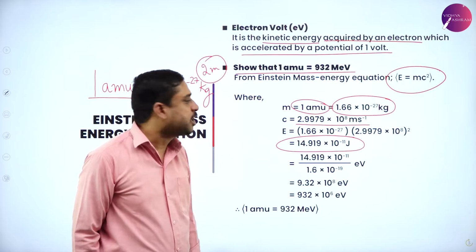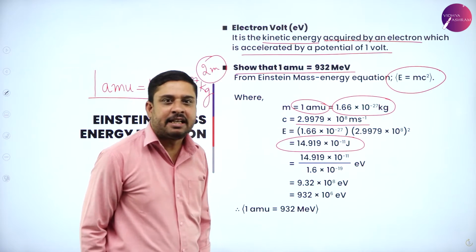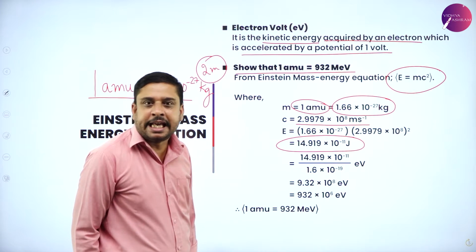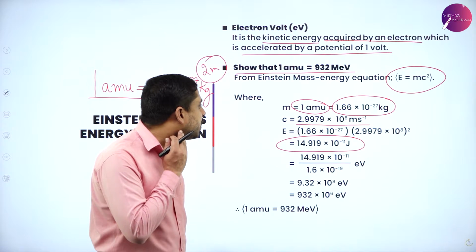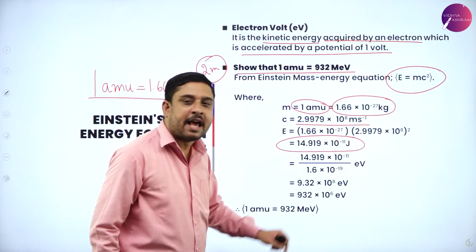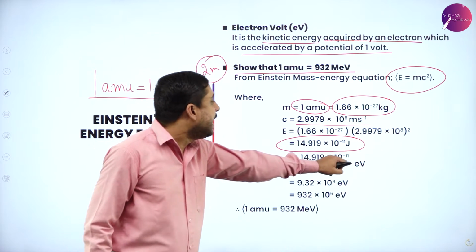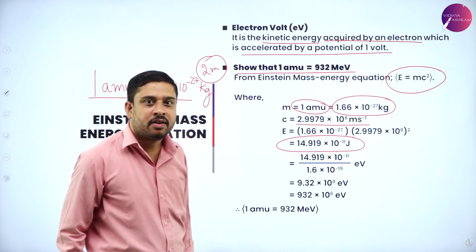If you use your calculators and simplify this, energy is 14.919 into 10 power minus 11 joules. But I have to express this in electron volts.